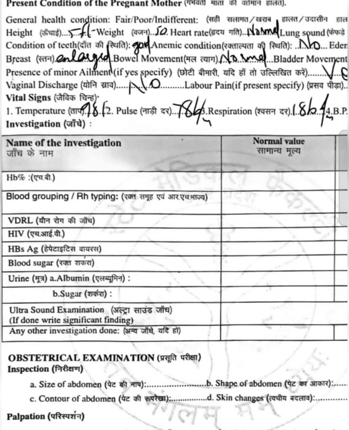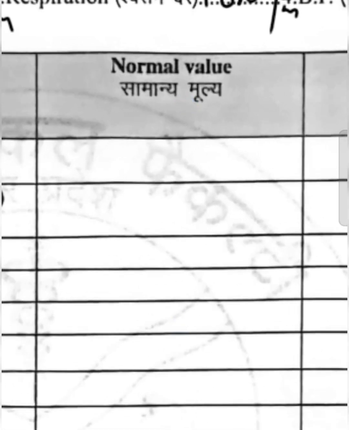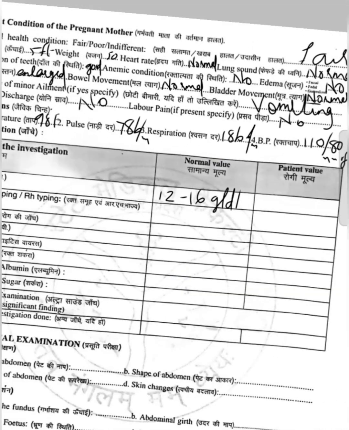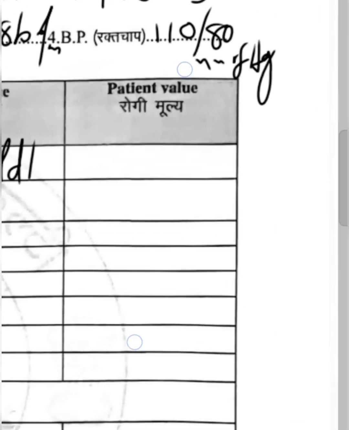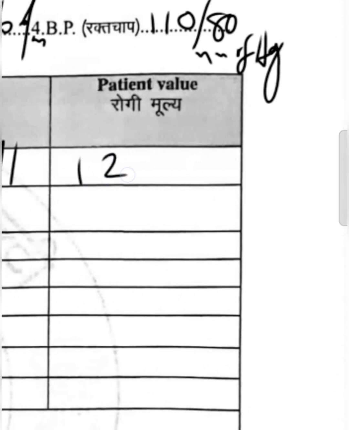Next one is we are going to write some investigations. So here you can see the normal investigations, normal values and patient's values. We need to write it here. So the normal value of the hemoglobin is 12 to 16 gram per dl. So here the patient is having 12 gram per dl. I am going to write 12 gram per dl of hemoglobin.